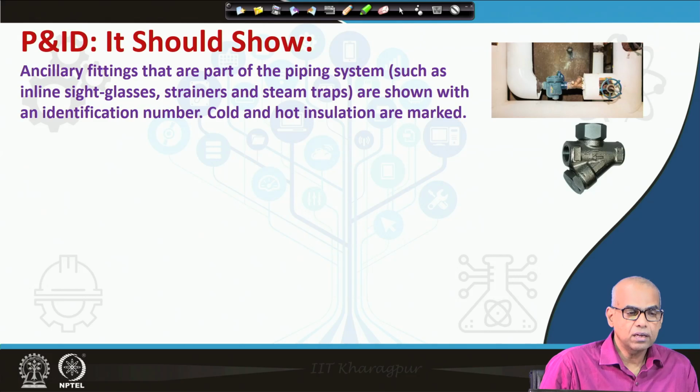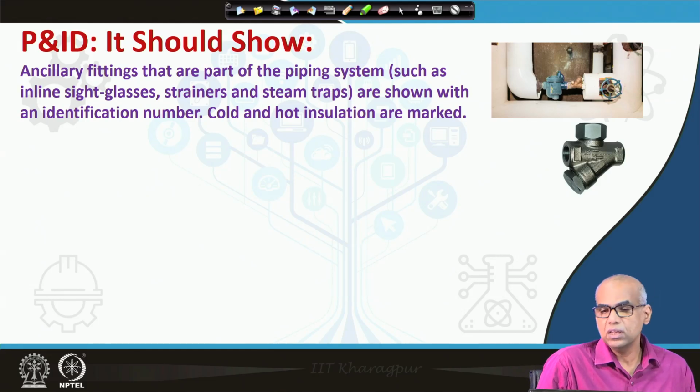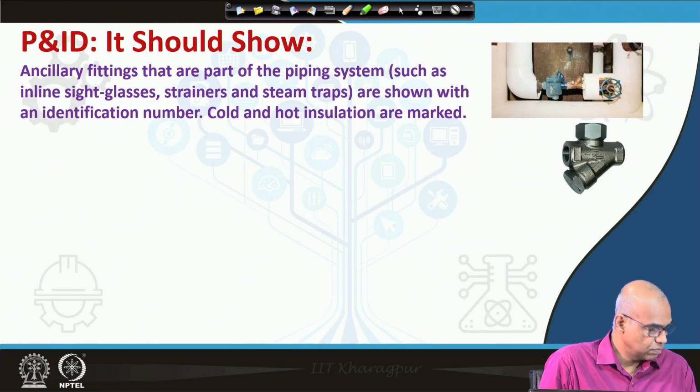Piping and instrumentation diagram shows ancillary fittings that are part of the piping system such as inline sight glasses, strainers and steam traps with an identification number. Cold and hot insulation are marked. What you see is image of steam traps. Steam traps are valves that allow to pass through it condensed steam, but not the live steam. So, that is how it saves live steam. Wastage of live steam will be minimized.